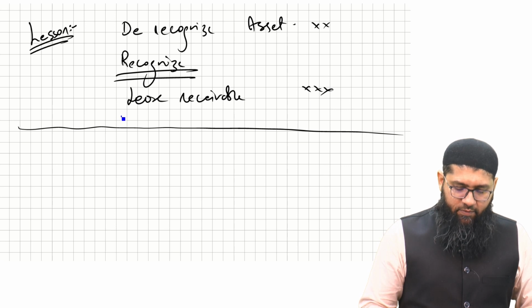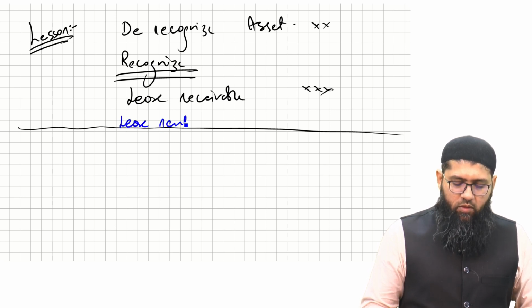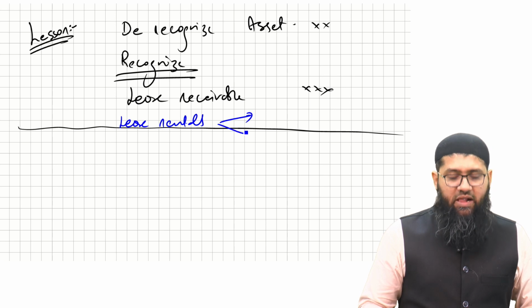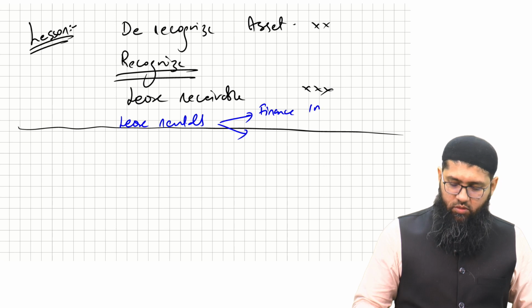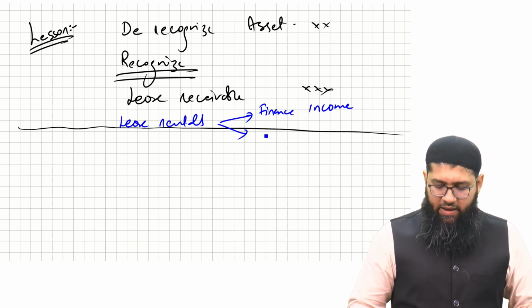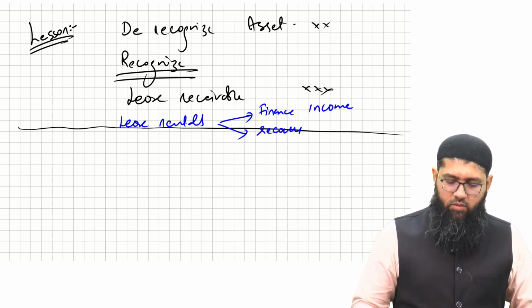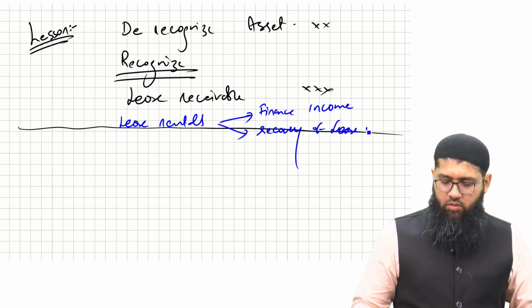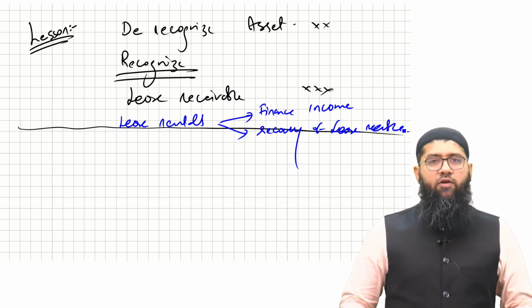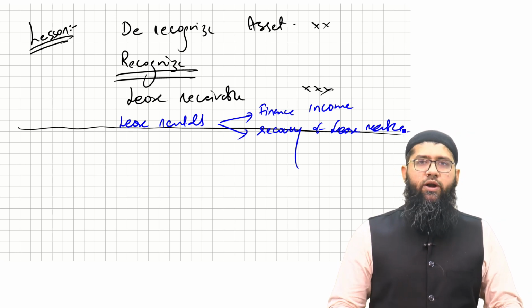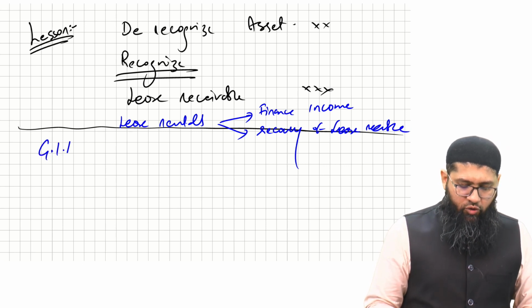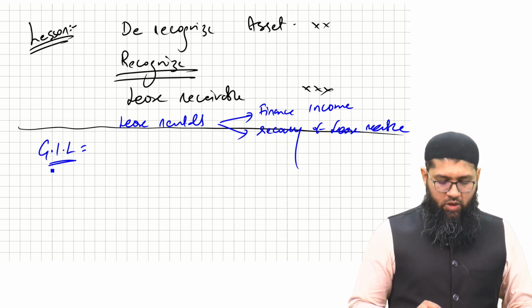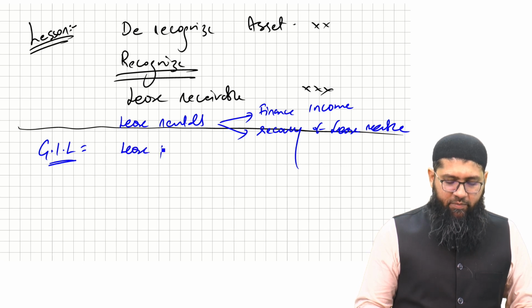Then the lease rentals are to be split between finance income and recovery of lease receivable. How exactly are we going to do it? Let's try to see this. See, the first thing is to understand the gross investment in the lease. Gross investment in the lease is lease payment plus unguaranteed residual value.